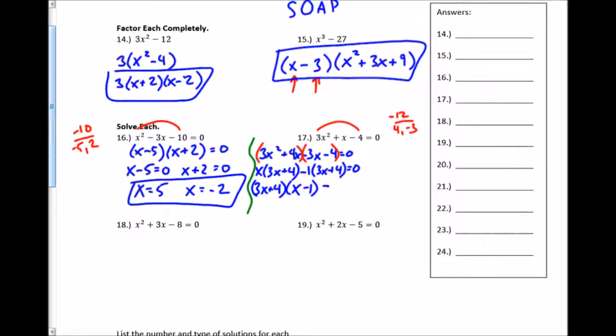And just like I did before, I set each factor equal to 0. I do the 3x plus 4 equals 0. I do the x minus 1 equals 0. And we should all be able to solve that from there. When I solve this first one, I find out that x equals a negative 4/3. When I solve the second one, I find out that x equals 1. And that's it.